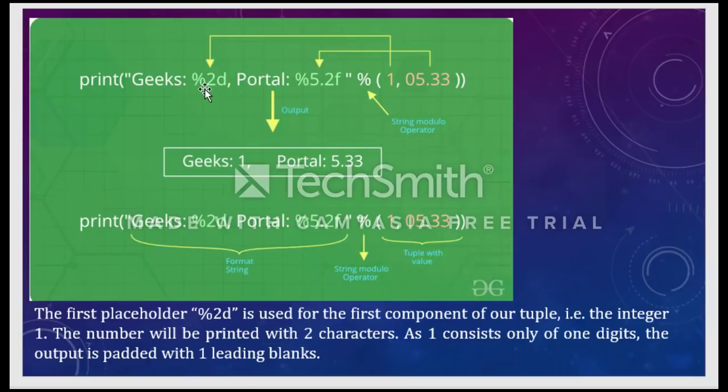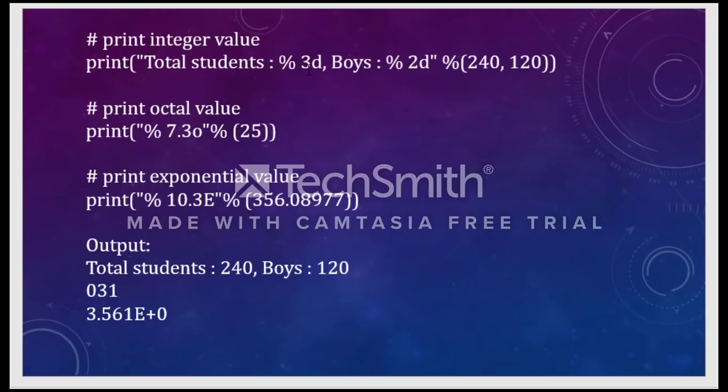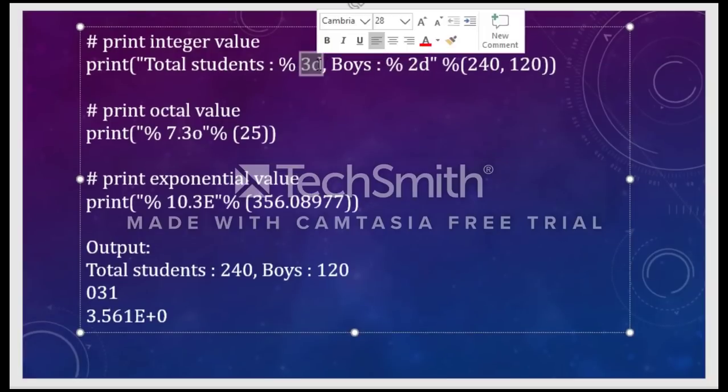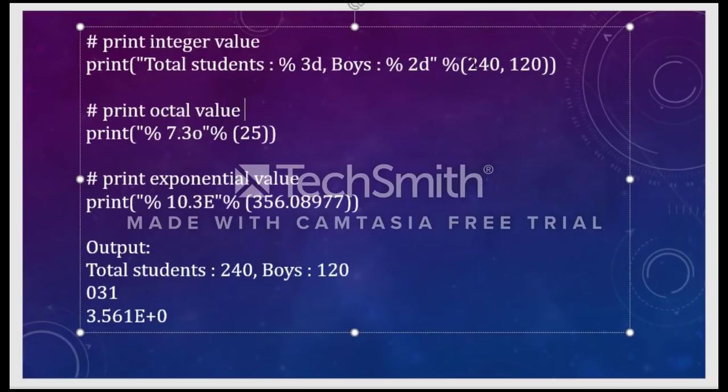So if you have written %3d here, you can see I have written 3d here. Why have I written 3d? Because I have 3 characters, that means 3 numbers that should be printed as output. One is 2, the second is 4, and the third is 0. So totally 3 numbers, 240. So I should mention how many values I am printing on the screen, because each and every value is taken as a character.